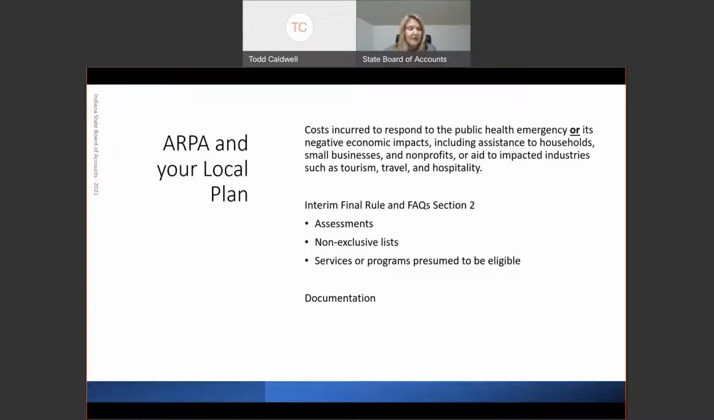If it's in your plan to provide grants and programs to respond to the public health emergency or negative economic impacts, then make sure you have a written agreement with the recipient to document the transactions, and then an explanation again of how it meets the goals of the ARPA. And as always throughout this presentation, you'll want to make sure that you set up internal controls to make sure that your assessments and your documentation and your contracts are all in place for each disbursement under this section.